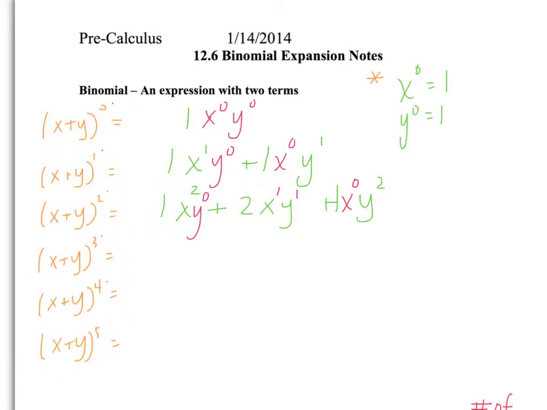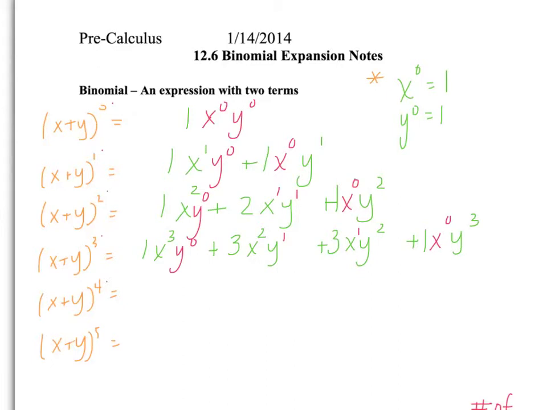When I do a trinomial expansion, I'm going to have x cubed, and then I'm going to have 3x squared y. I'm going to have 3xy squared, and I'm going to have a 1y cubed. Adding in placeholders, that's y to the 0, this is y to the 1, this is x to the 1, and this is x to the 0.